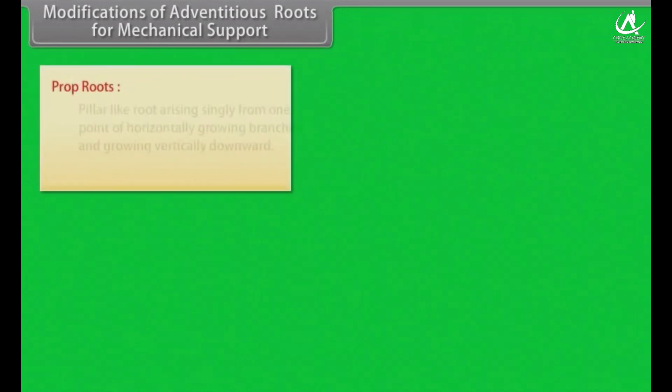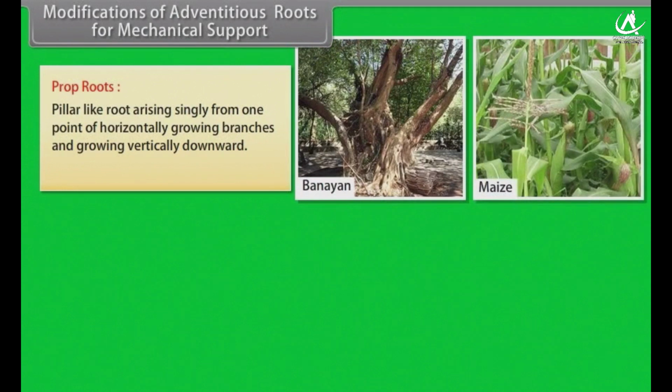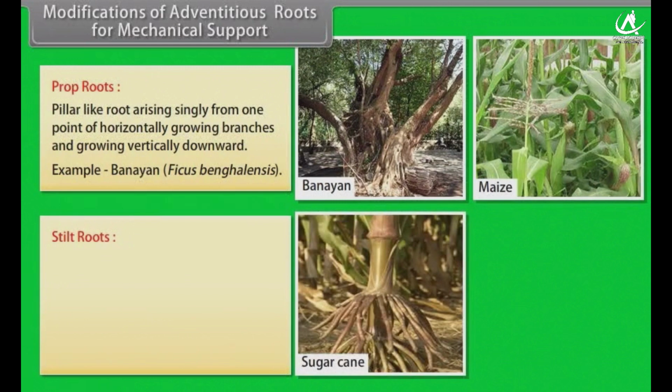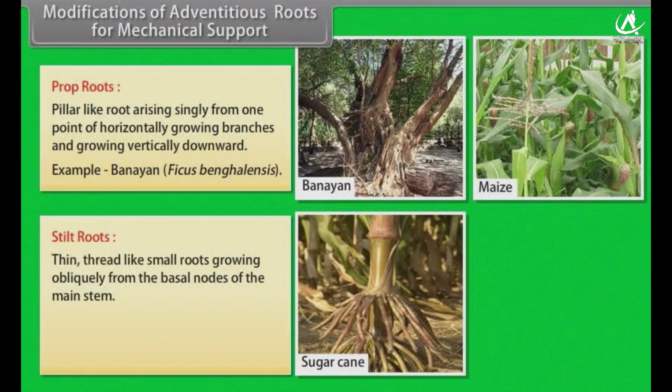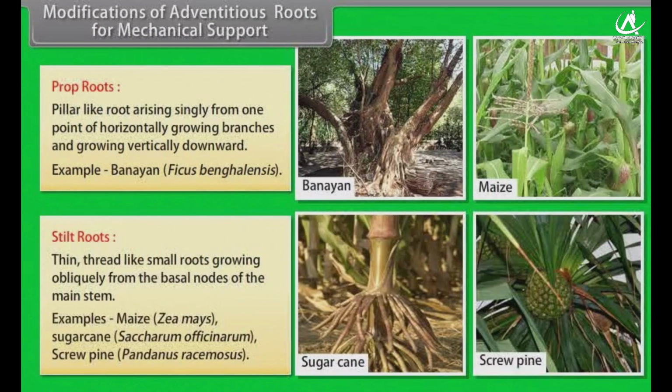Modifications of adventitious roots for mechanical support. Prop roots: pillar-like roots arising singly from one point of horizontally growing branches and growing vertically downward. Example, banyan. Stilt roots: thin, thread-like small roots growing obliquely from the basal nodes of the main stem. Examples, maize, sugarcane, screw pine.